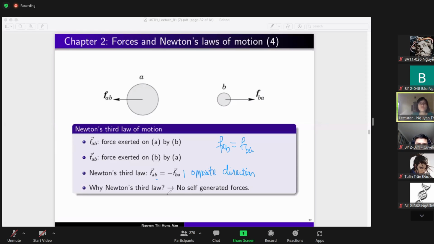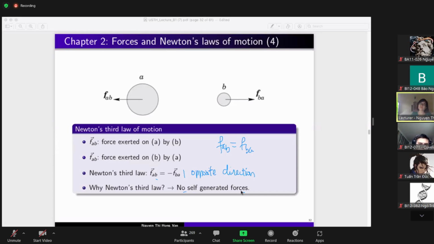So the meaning of this law of Newton is very important because it's telling you that no cells generate force. So if you generate a force, it does not appear alone. For example, if you hit the ball, it will act back on your hand with the same force but in the opposite direction. They always appear together. It's a couple of forces.